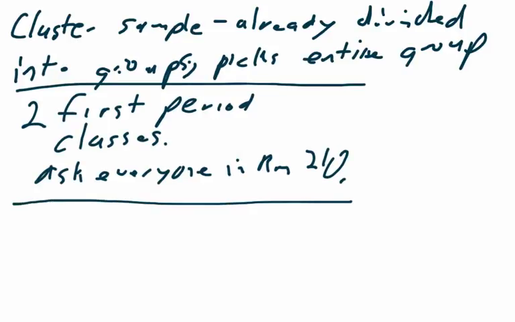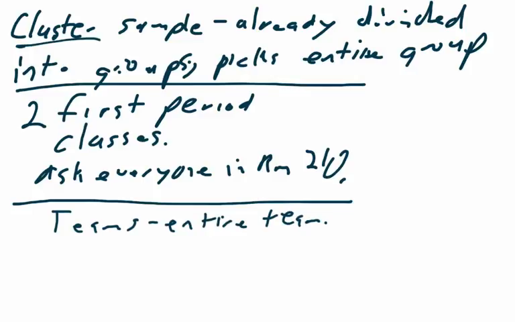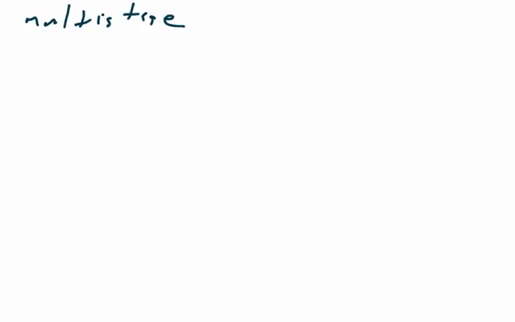Another example is that if you wanted to find out what we think about athletics, out of all the sports teams, you can pick an entire team to ask the questions to. Now this saves effort because they're already in a cluster. The last one is multi-stage, and that's where we do the cluster and the stratified together.